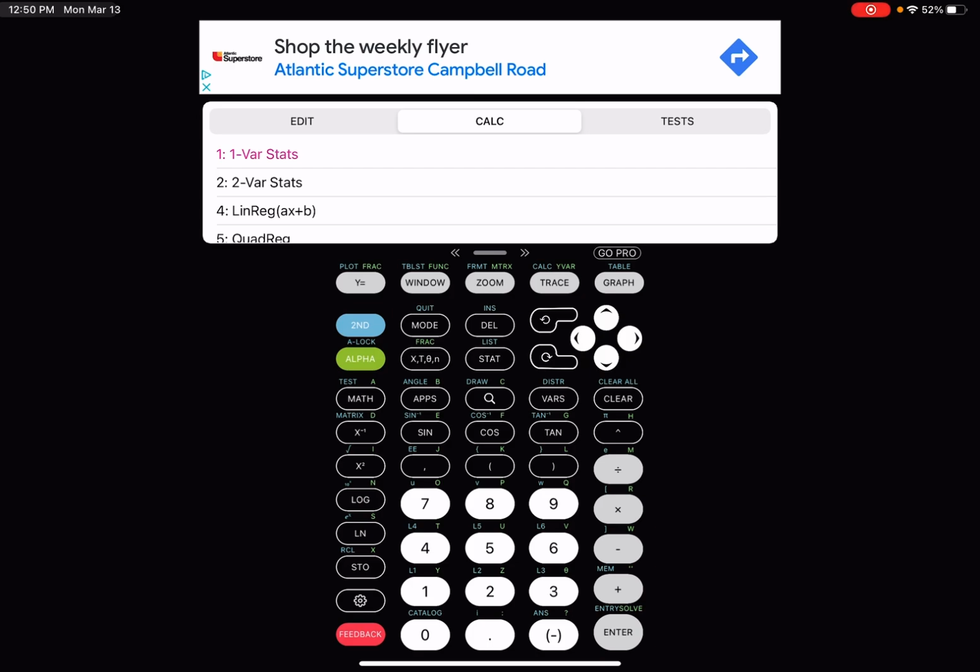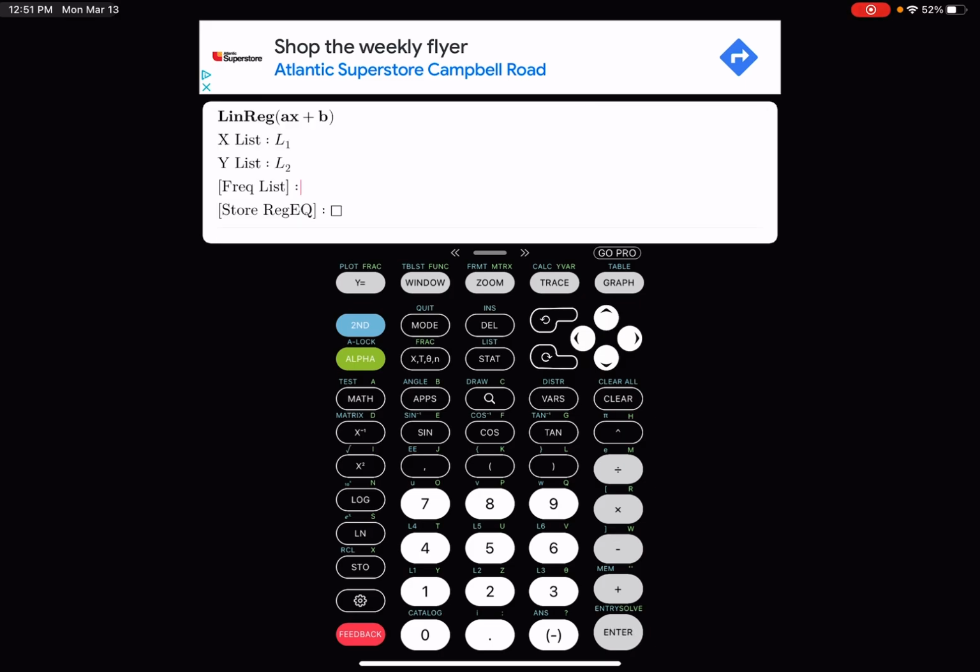And we're actually going to be calculating a linear regression, which we'll talk about in a whole lot more detail coming up. Right now, we really only care about the regression coefficient, but we will talk about the linear regression, in other words, the line of best fit, in lots of detail moving forward. So we're going to choose option 4, LinReg, linear regression, ax plus b. And students who have been at this for a while will recognize right away that ax plus b is the equation of a straight line. We're finding the straight line of best fit.